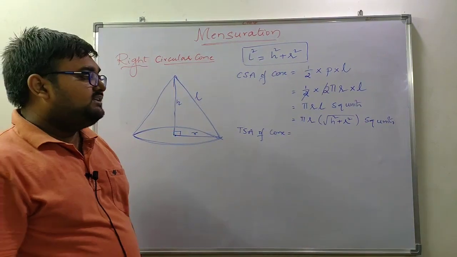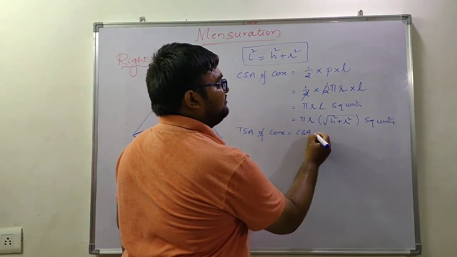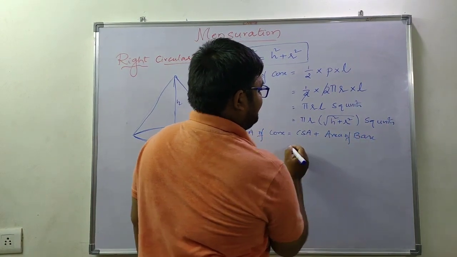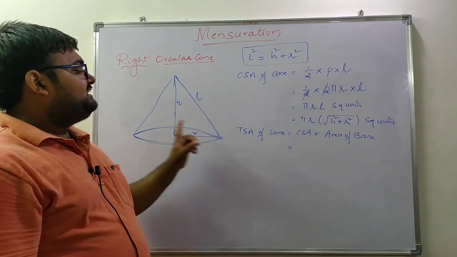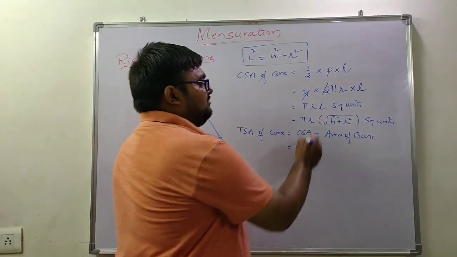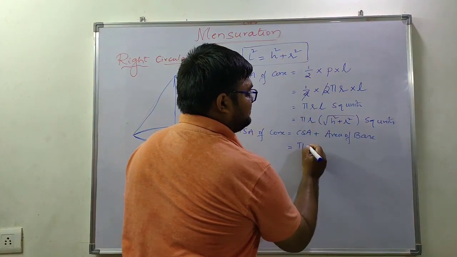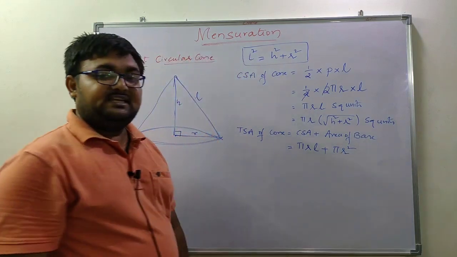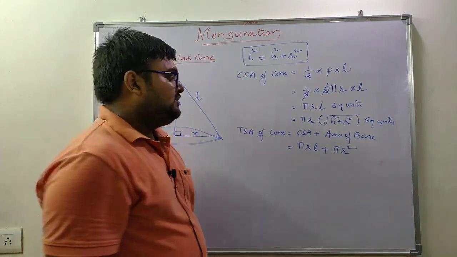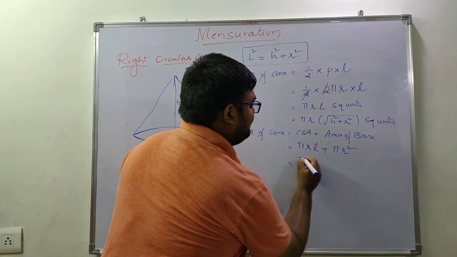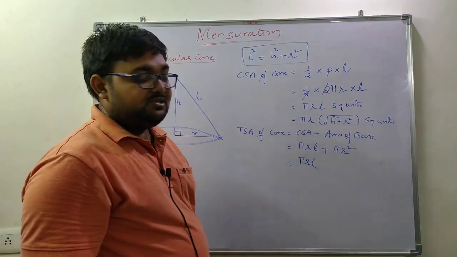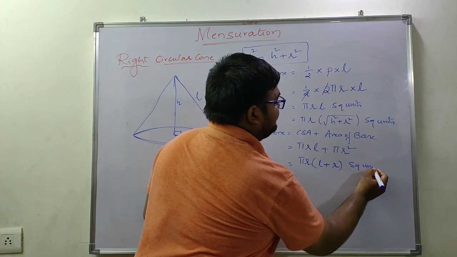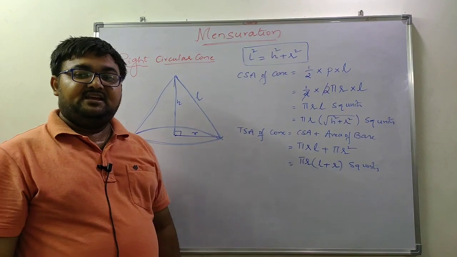Now let us find the total surface area of the cone. Total surface area of the cone is the curved surface area of the cone plus the area of the base. Here the base is in circular shape. The curved surface area we have already found: it is pi r L. Plus the area of the base, which is a circle, so pi r square. From this, we can take pi r common, and we are left with L plus r. This is the total surface area of the cone.